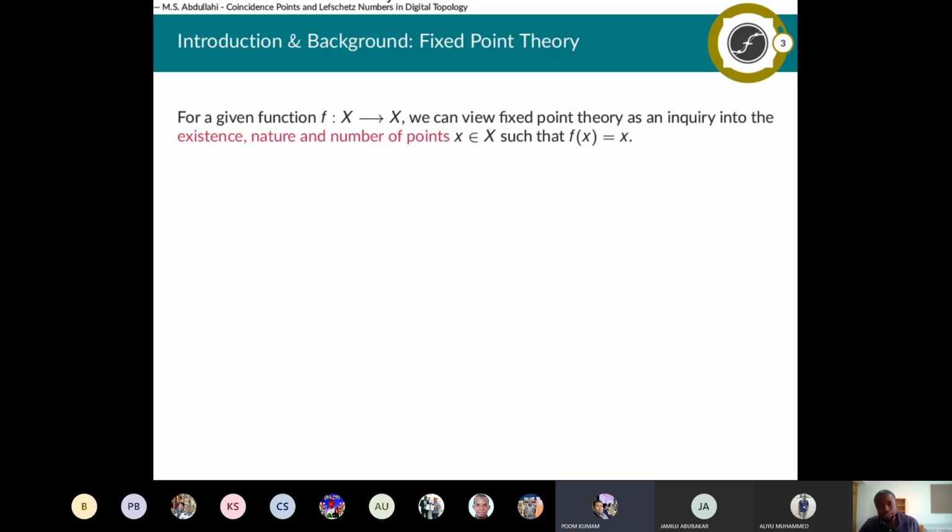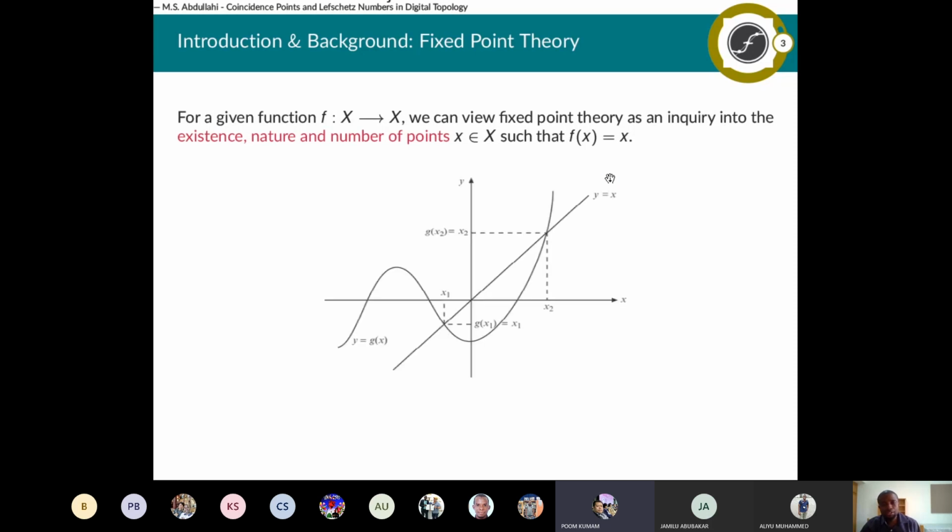So to begin with, I would like to remind ourselves what fixed point theory is all about. Fixed point theory is about asking questions on the existence, the nature, and the number of points that satisfy the equation f of x equals x. We can easily see graphically what we mean by a fixed point: they are those points of the mapping f which intersect the principal diagonal line where y equals x.